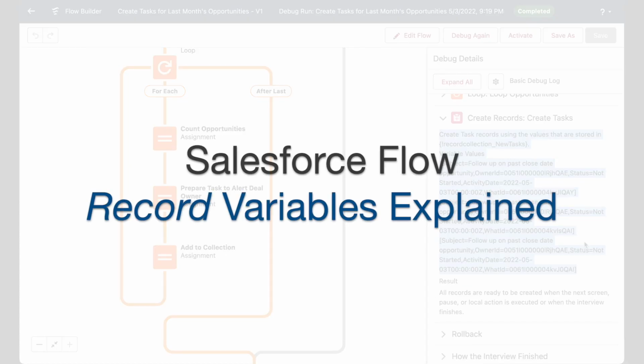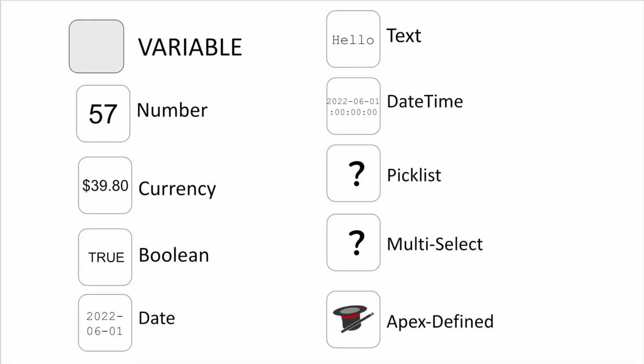Hey gang, in today's video, let's cover what a record variable is in Salesforce Flow. Now, if you saw my last video on variables, or if you're already familiar with them, then you know that you can have different variable types in Salesforce and even outside of Salesforce with different coding languages. And a variable is basically a container that can store a value.